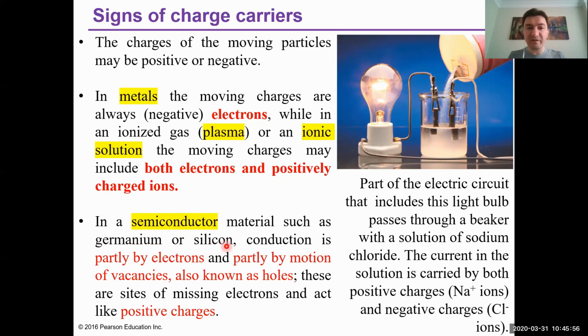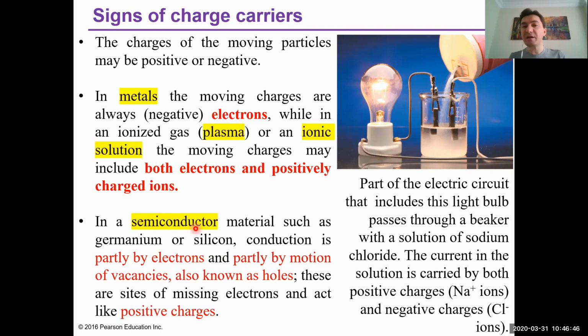In a semiconductor, the situation is a little different. For example, in germanium or silicon, conduction is partly by electrons and partly by motion of vacancies. What is a vacancy? A vacancy is also known as a hole. In Turkish, vacancy is boşluk; hole is also boşluk. If you take one electron from an atom, for example, there is a positively charged place. These are sites of missing electrons and act like positive charges. Holes within semiconductors, or vacancies, are considered positive charges. This part is important: electrons are negatively charged, but vacancies or holes are considered positive charges.